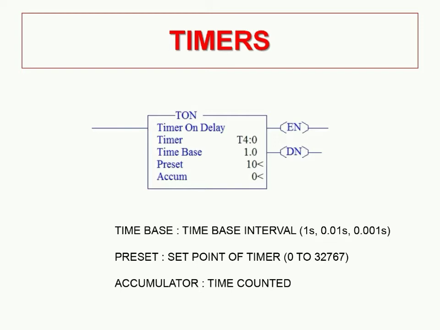Next is preset. Preset is the set point of a timer, up to what number the timer has to count. The preset of a timer will be from 0 to 32767, because the timer generally uses the space of a word. That's why it goes up to 32767. Last is accum, or accumulator. It will show the time counted. You can see the time counted here in the accumulator.